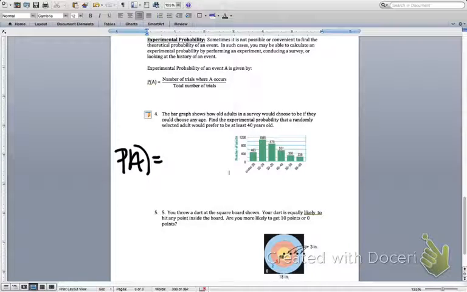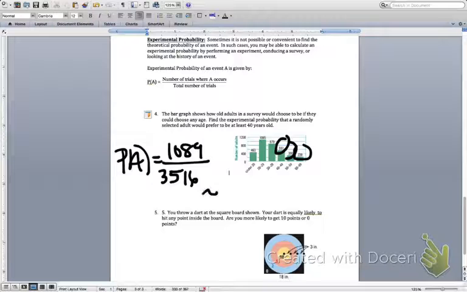So when we do that, we're looking at 551 plus 300 plus 238. When we add those up, the desired age of 40 or greater, there's 1,089 adults who would prefer that, over the total number of adults surveyed when you add them all up, 3,516. So the probability of an adult choosing a desired age of 40 or greater is about 0.31 or 31%.